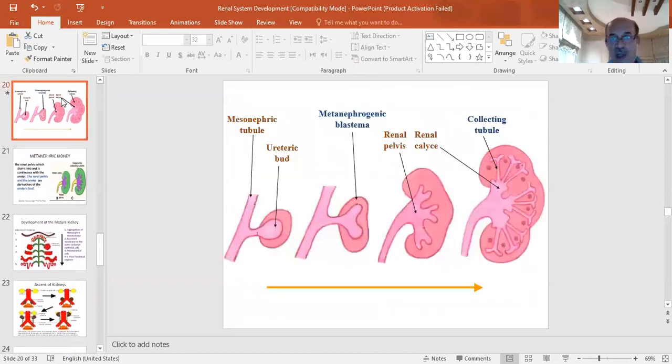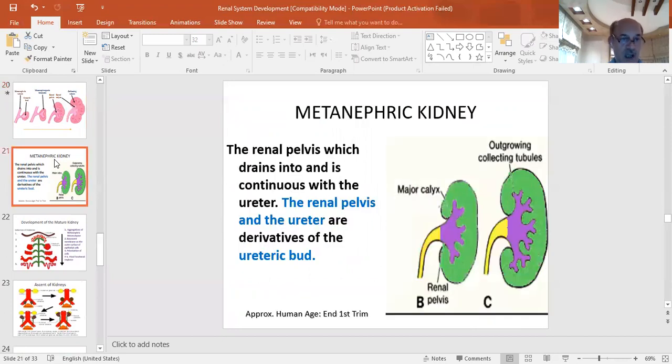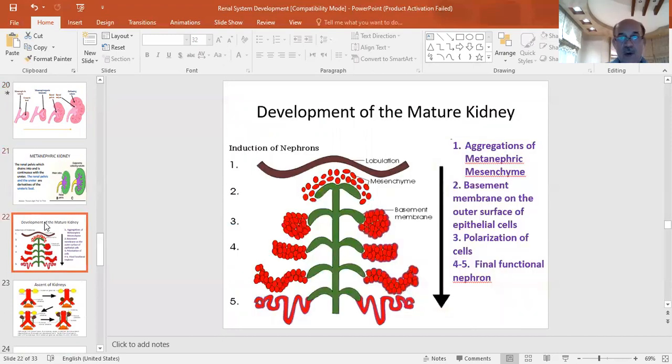Okay, so that is explained further in these diagrams, the branching pattern of the ureteric bud to form the ureter and to form the other collecting ductal system, again in this diagram. All right, now in this diagram, we come to the cap, or what do you call it, the metanephric cap.